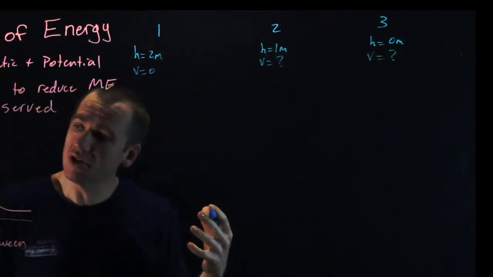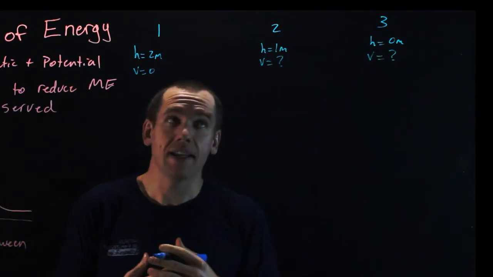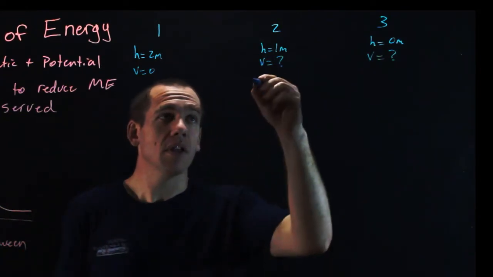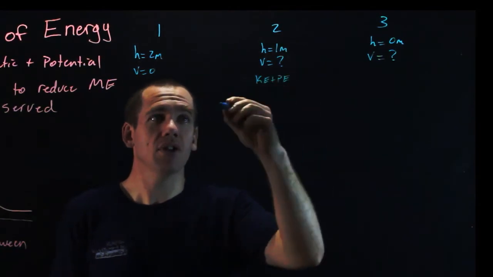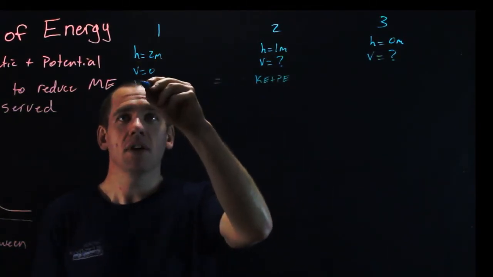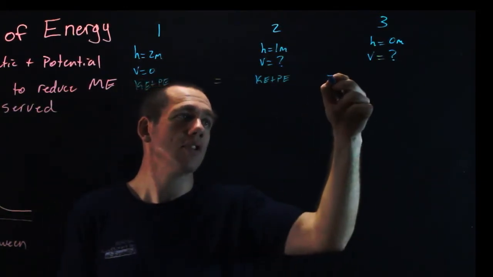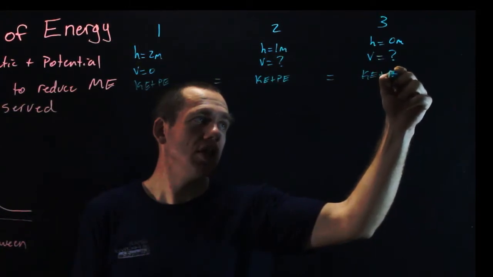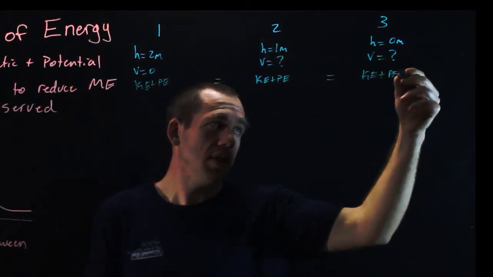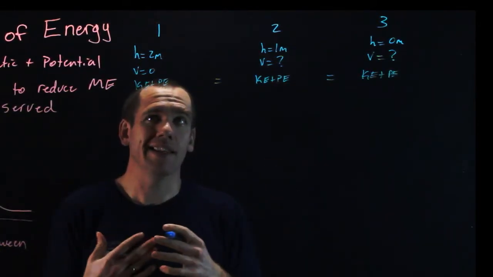But this is a frictionless roller coaster, so what I do know is the total energy stays the same. So the kinetic energy plus the potential energy at location 2 is equal to the kinetic energy plus the potential energy at location 1, which is also equal to the kinetic energy plus the potential energy at location 3. Okay, so the total amount stays the same, not the individual amounts.